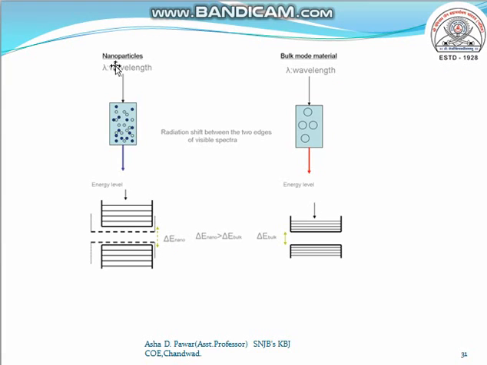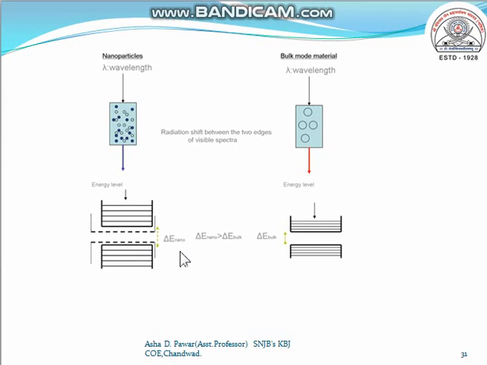See, this is the diagram. It clearly shows the nanoparticle compared with the bulk material. These are the energy band gaps between the two particles. If the energy gap is higher, the wavelength is shorter, and if the energy gap is smaller, the wavelength is larger. So the shift always depends upon the particle size.